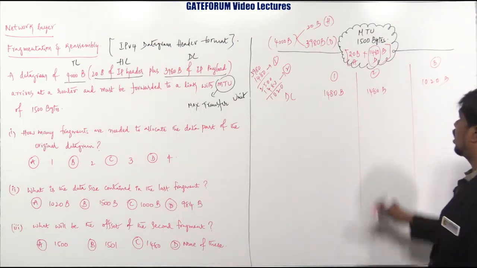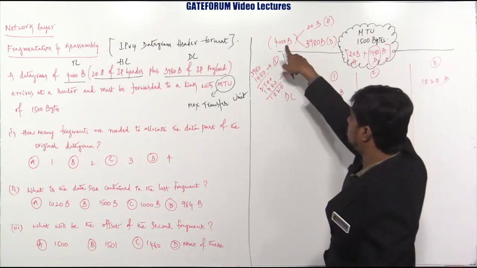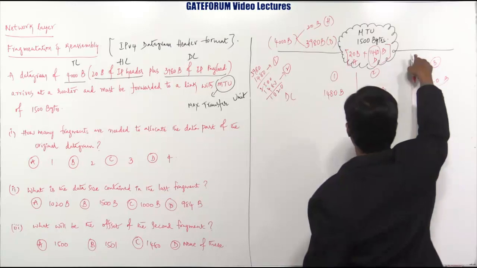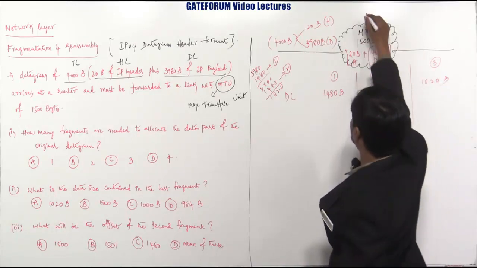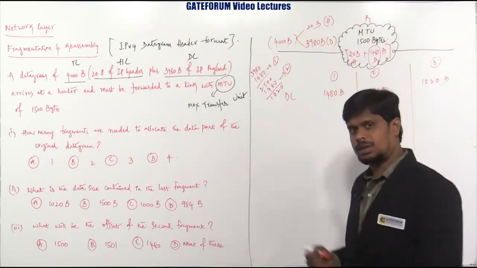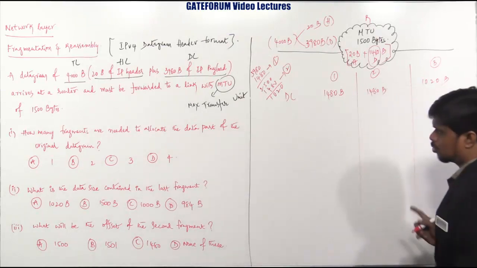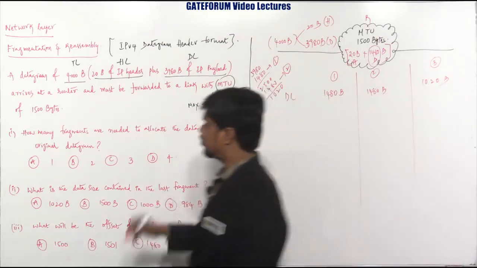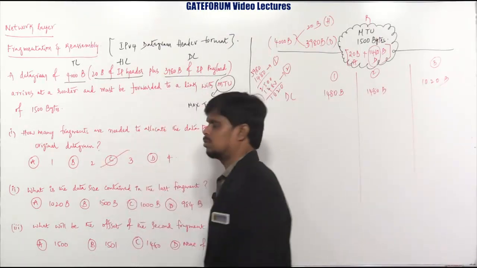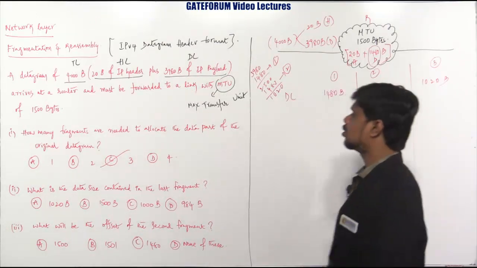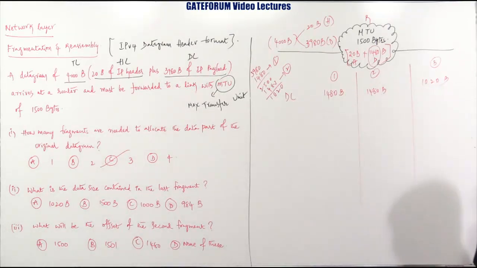So in total, to forward this particular datagram from here to here, how many fragments is this router creating? 3 fragments. So that's why the answer for the first question is option C. 3 fragments are needed to carry the data part of the original datagram. So these are the 3 fragments.